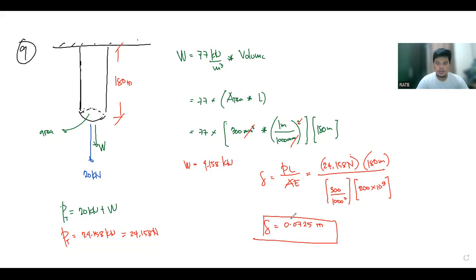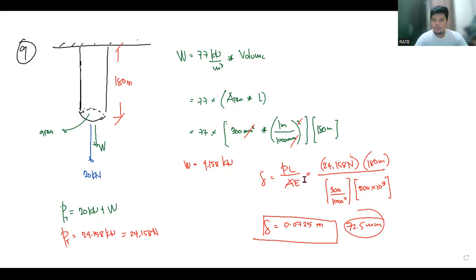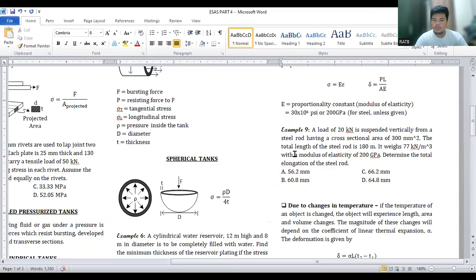Okay, so the elongation now is 0.0725 meters, or that's 72.5 mm. Okay, so as you can see now, we do not have 72.5 mm.